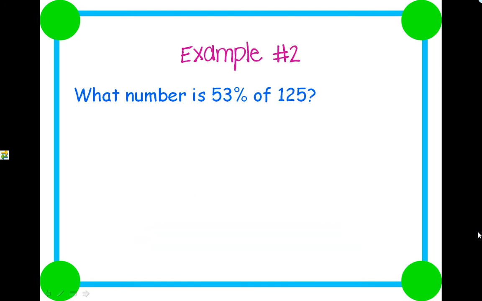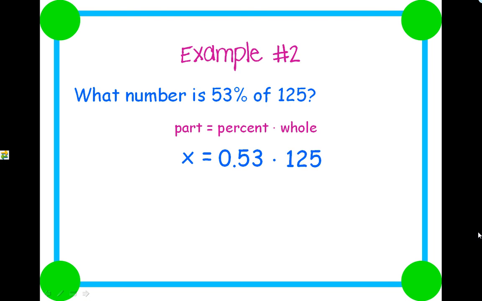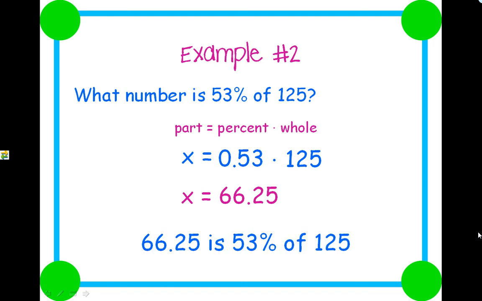Okay, example number 2. What number is 53% of 125? Okay, so we use our percent equation. Once again, we don't know what our part is. It says what number is 53% of 125. We write our percent as a decimal, and then times our whole of 125. When we multiply, we get x is equal to 66.25. So this means that 66.25 is 53% of 125.